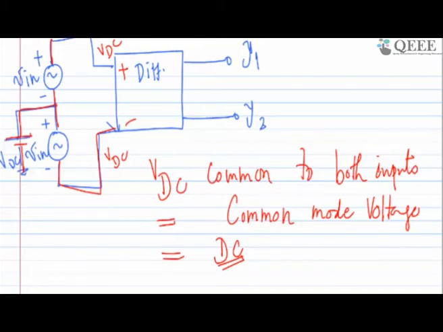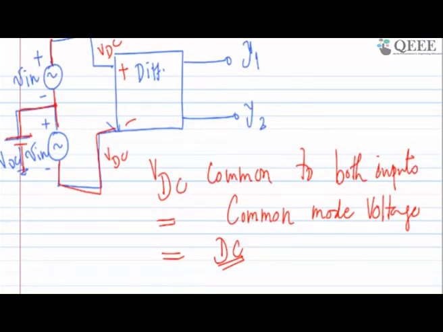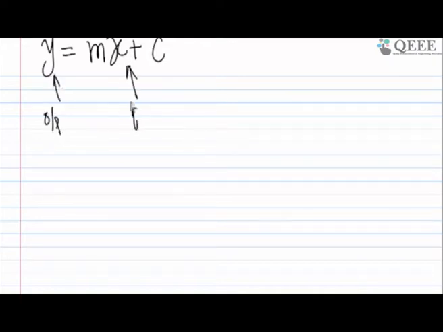So this we understood, and here there are two inputs. Let's call this one x1 and this one x2, and we know that in a linear equation, let's make it small letters so that it's an AC quantity, this is what we are expecting, where y is output, x is input, c is the initial condition, and m is the slope.